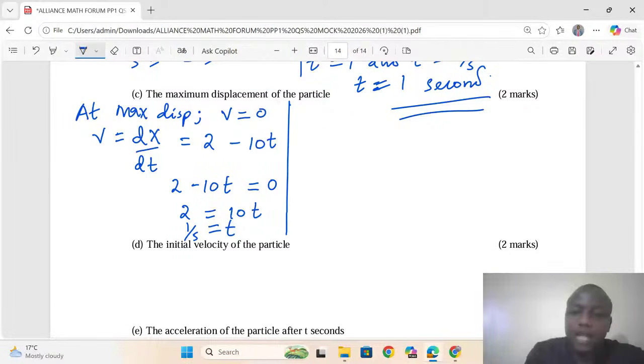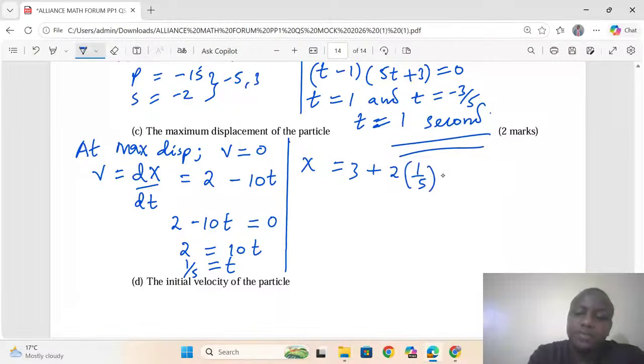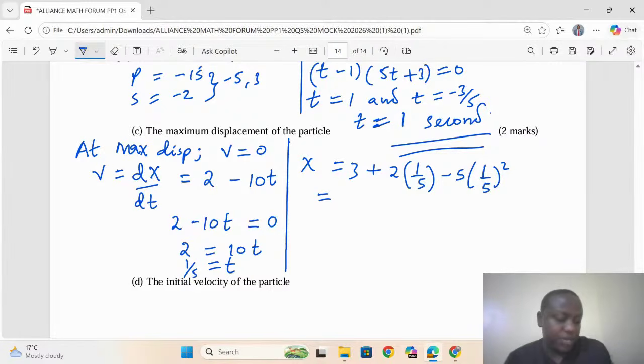So now we're talking about maximum displacement, which means displacement at this particular time. Substituting in the displacement function, it will be 3 plus 2 into t minus 5 into t squared.